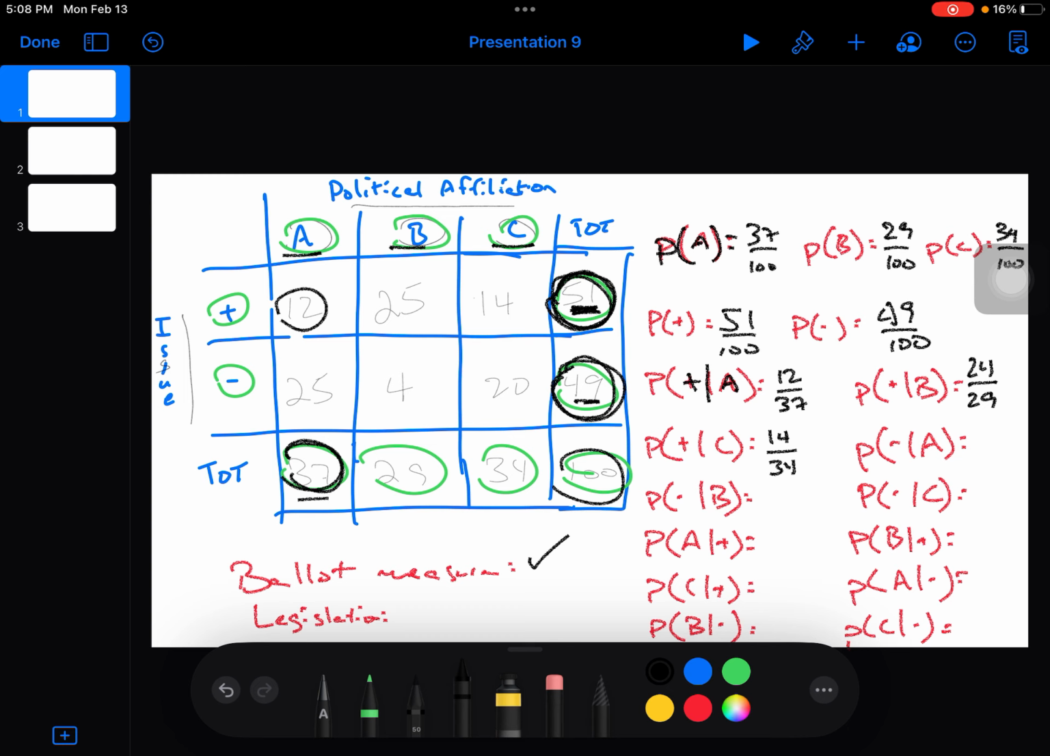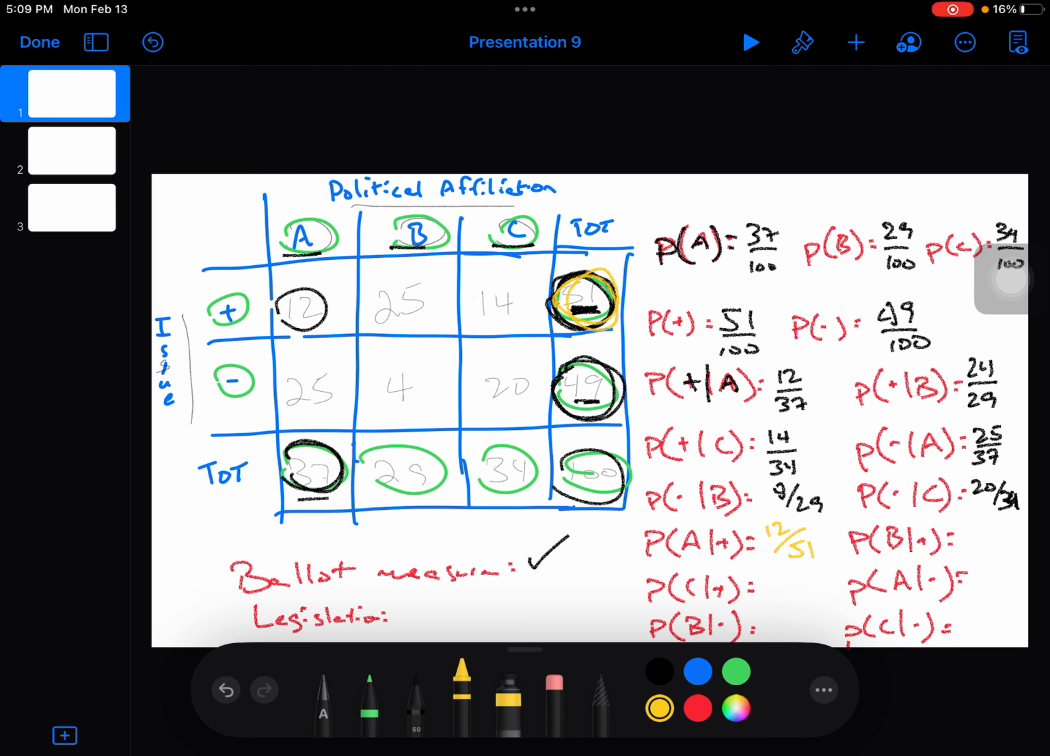And then it's just the opposite. The probability of being against given that they're in Party A is 25 out of 37. In Party B, it was 4 out of 29. Party C, it was 20 out of 34. And then looking at it from the opposite direction, the probability of somebody being in Party A given that they are for it. Now our total to take into consideration is those who are for it, which is 51. That'll be our bottom number, 51. And of those, only 12 are from A.